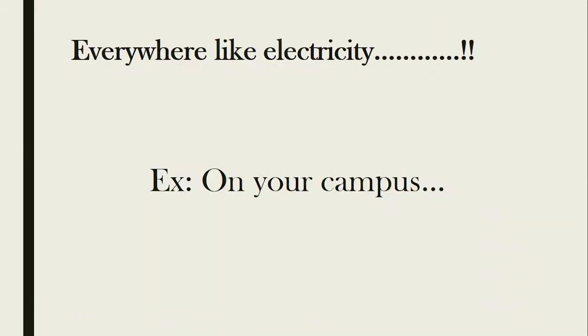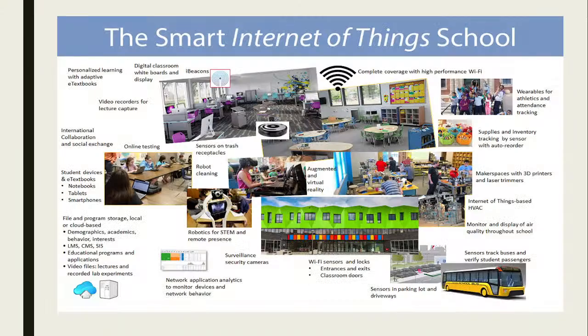So this is like one example. On your school campus, a smart Internet of Things school. The possibilities of Internet of Things are limitless. There is no limit. You can't say that these are the only things that we can do using Internet of Things. That is not the case. These are limitless. Every day we can think of something new that we can do with the Internet of Things.